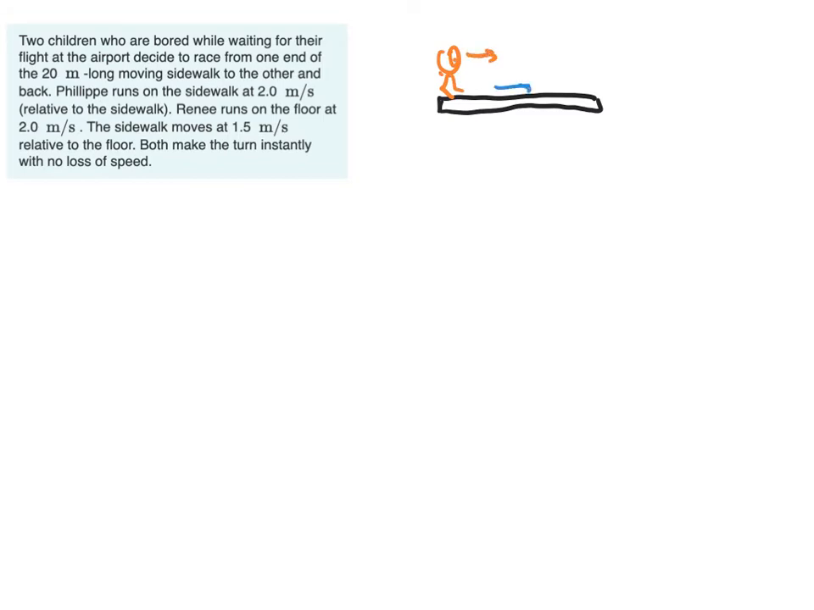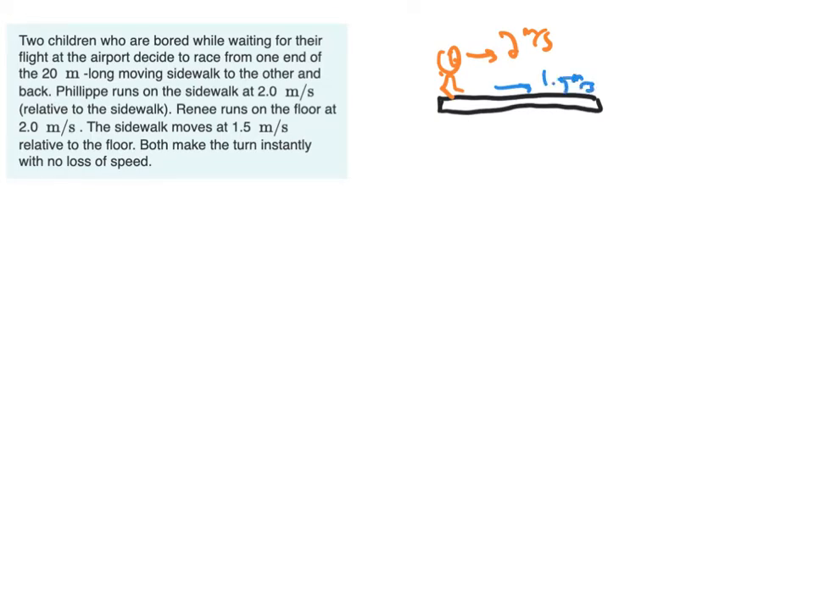given that this is moving at 2 meters per second, and that Felipe runs at 2 meters per second. This is not 2 meters per second. This is 1.5 meters per second. Otherwise, the math would be suspiciously convenient.